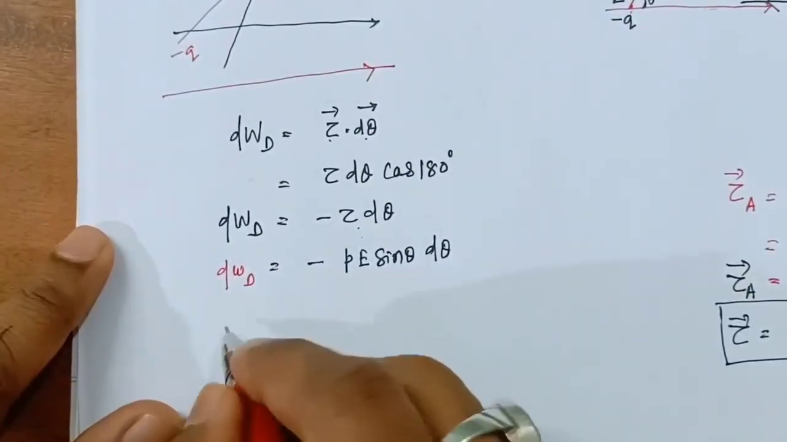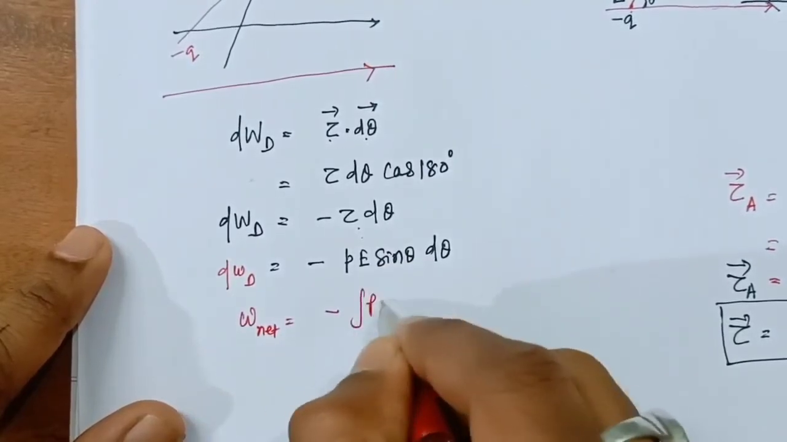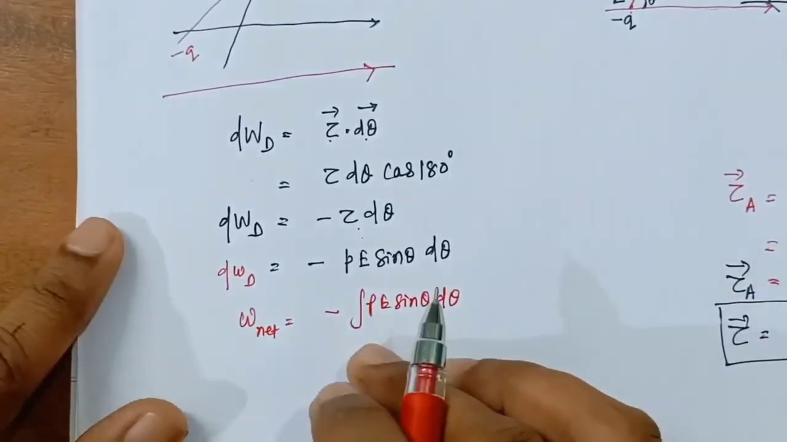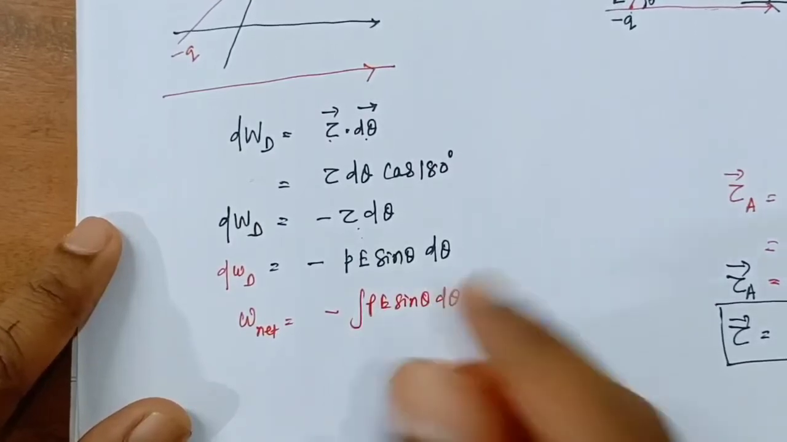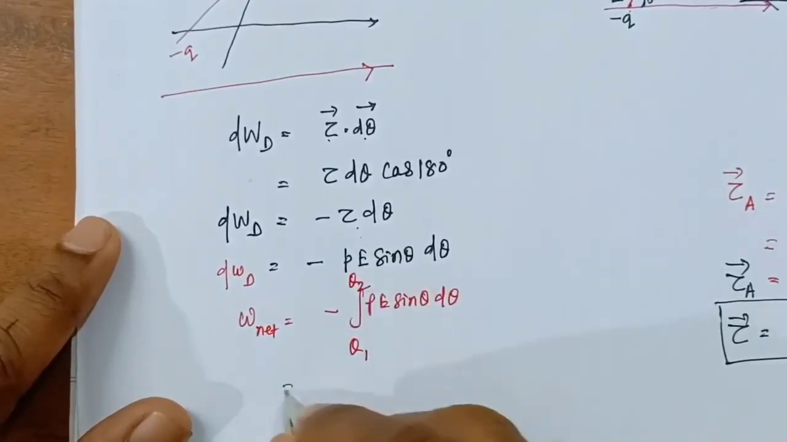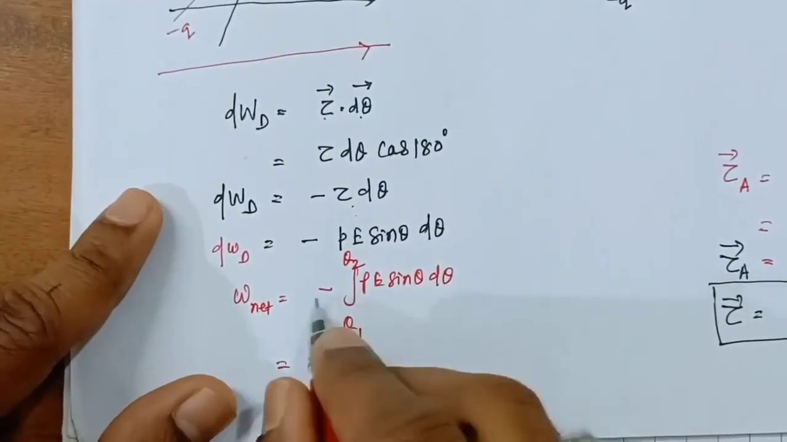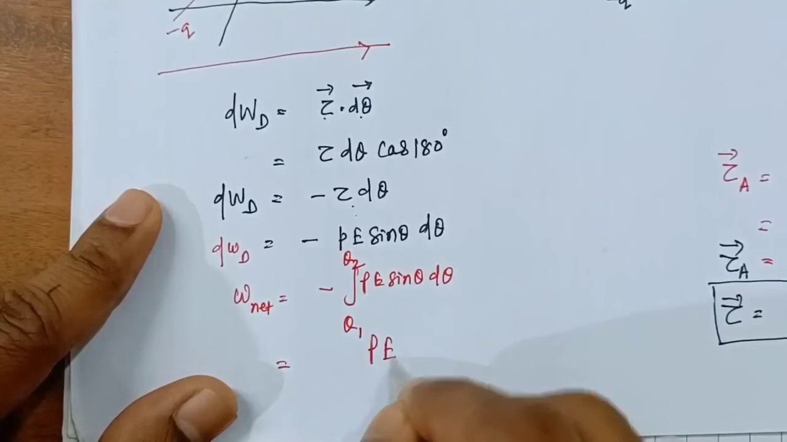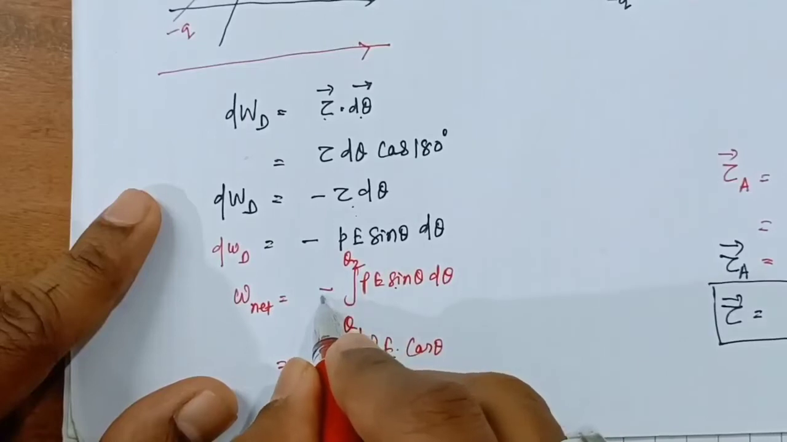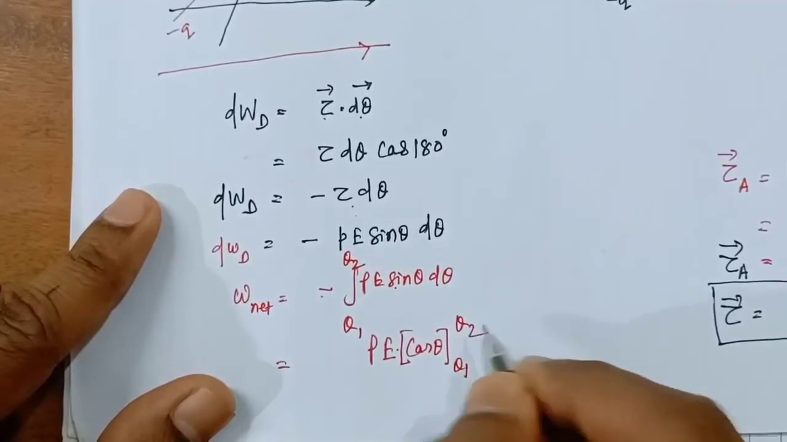If I go for integration, I will get the net work done. So this is nothing but the integration of pE sin theta d theta. If I put my initial conditions, assuming that initially the dipole is at theta 1 and now it is at theta 2, then what is the integration of sin theta? The integration of sin theta is minus cos theta. Here the minus sign gives rise to a plus, so the expression is coming pE cos theta, evaluated from theta 1 to theta 2.